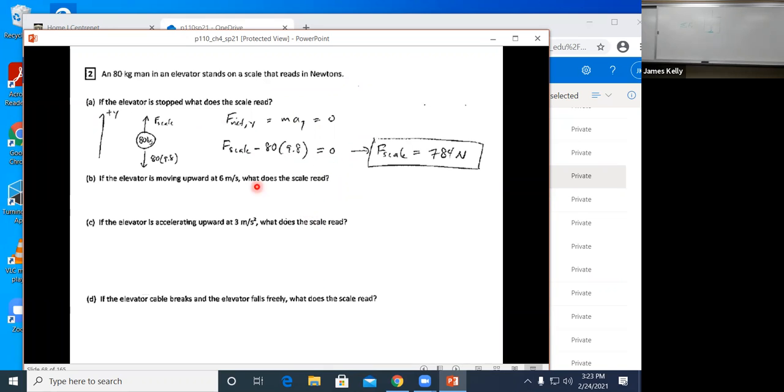Okay, what I want you to do is finish up this worksheet, especially try to work on B and C here. So now we're going to change the situation. We're not just sitting there. In B, you're cruising upward at 6 meters per second. In C, you are accelerating upward at 3 meters per second squared. And in D, I believe the cable breaks and you go into free fall downward. And we want to know what the scale reads in each of those situations. So try that. Feel free to talk to whoever's near you.